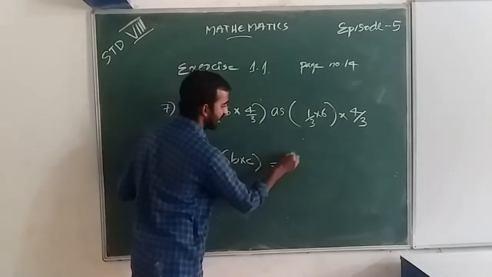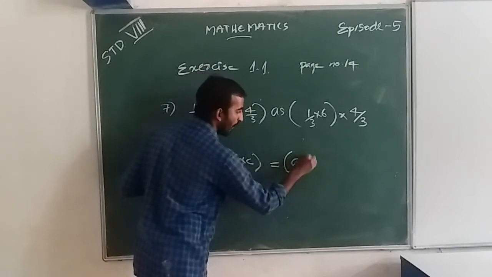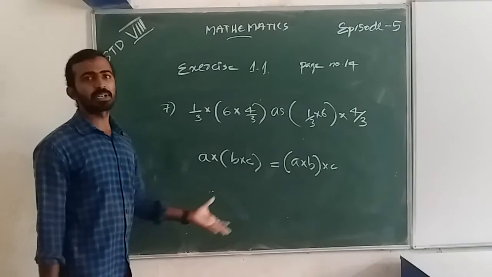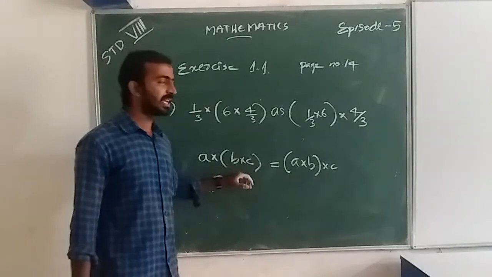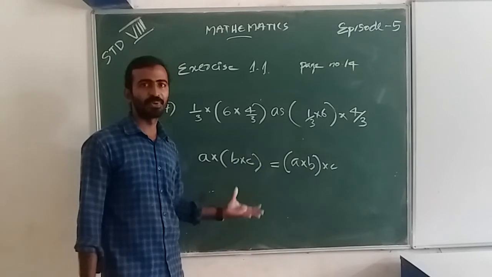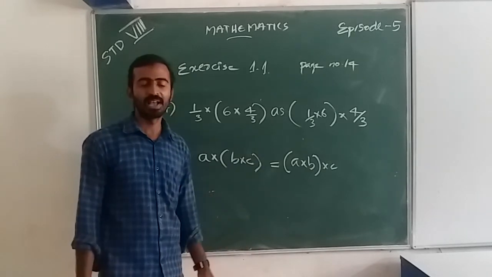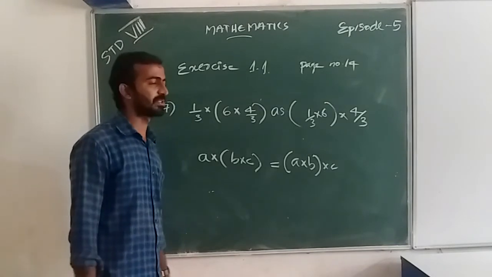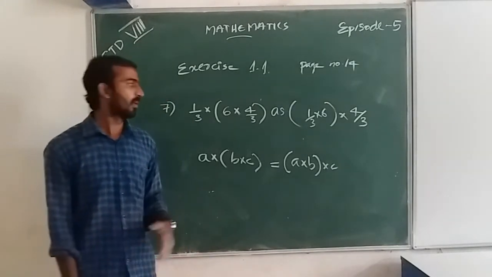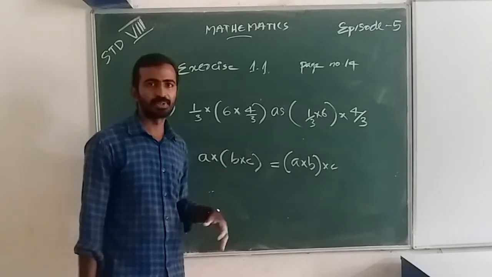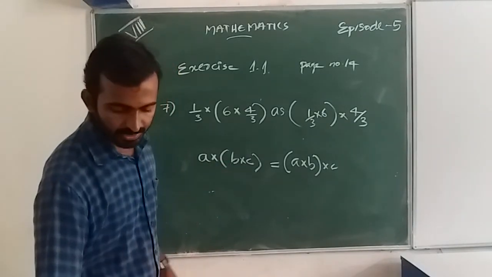That is, we can write A into B into C. What is the property's name? Generally we studied this in the previous class. What is the property name? Associativity. Is it? Associativity. Correct answer. Okay, what is the property? Associativity. Okay. Next question is the eighth question.